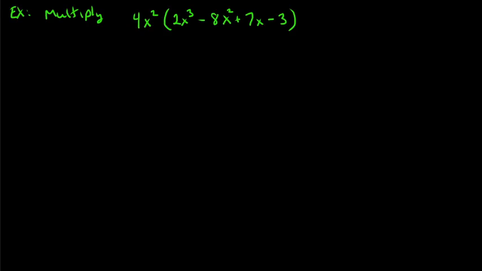All right, how about multiplying? Okay, so 4x squared times 2x cubed minus 8x squared plus 7x minus 3. You're just using the distributive property here.